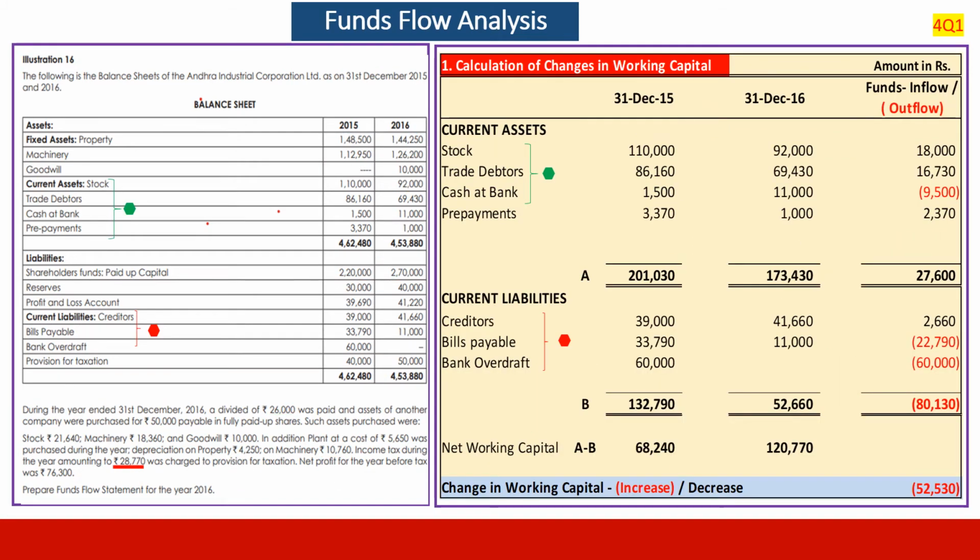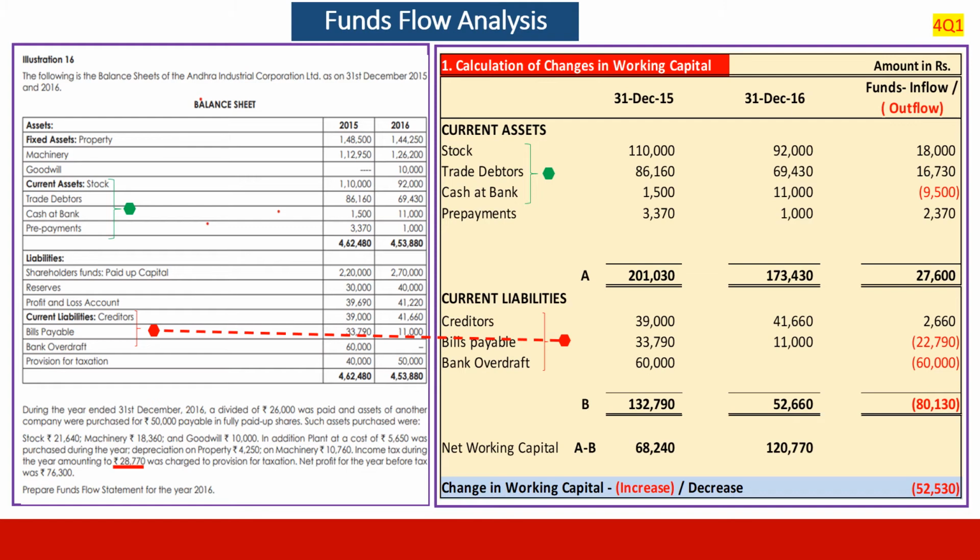Now we will be preparing calculation of changes in working capital. Simple and straightforward. We have got the list of current assets: stock, debtors, cash at bank and prepayments. All the four are posted. Then we have got current liabilities. We don't consider here, as discussed, the provision for taxation account. It is treated separately. We take creditors, bills payable and bank overdraft. Just to see, bank overdraft was 60,000 and the entire amount is paid out. At the end it is 0.